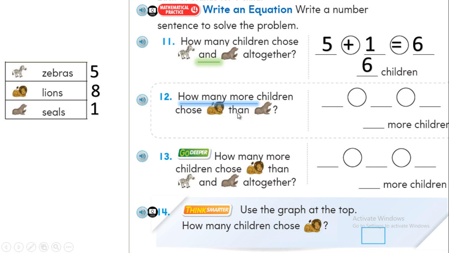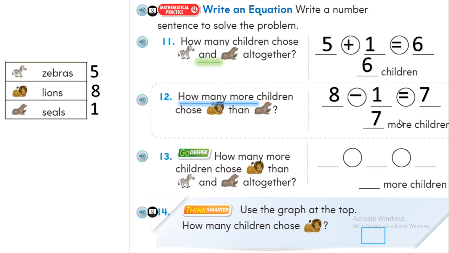How can we subtract? Start with the big number. Excellent. So we always start with the big number. The big number here is 8. 8 minus 1 equals 7. Good job. And how many more children like it, the lions than the seals? 7. Let's move to the last question.